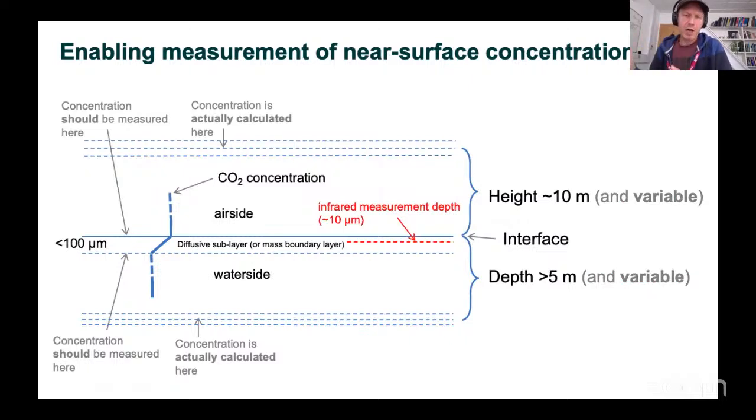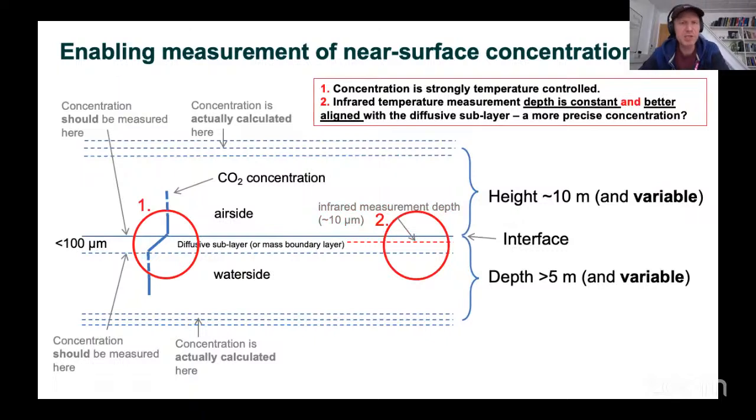And as we've heard already, infrared measurement depths are much better aligned with the actual interface that we're interested in. And because the concentration of the gas, carbon dioxide, is highly temperature sensitive, it raises this question and highlights the point that infrared measurements may well be a much more appropriate way of calculating your concentration, because it means you can take into account the temperature change across that really thin layer.